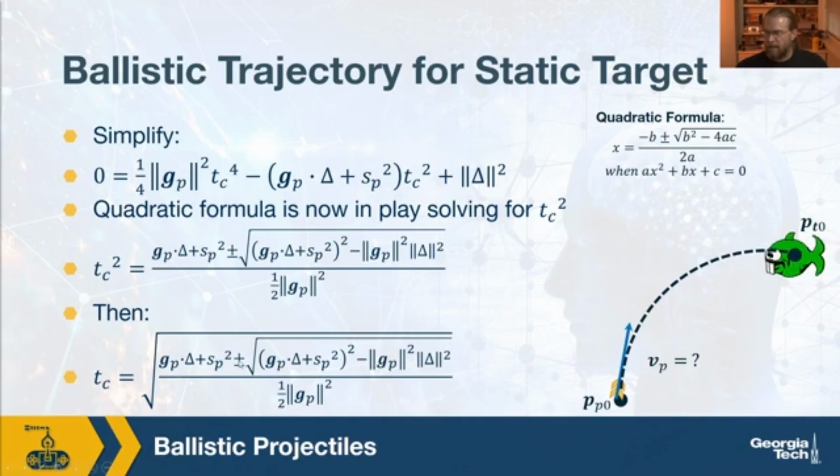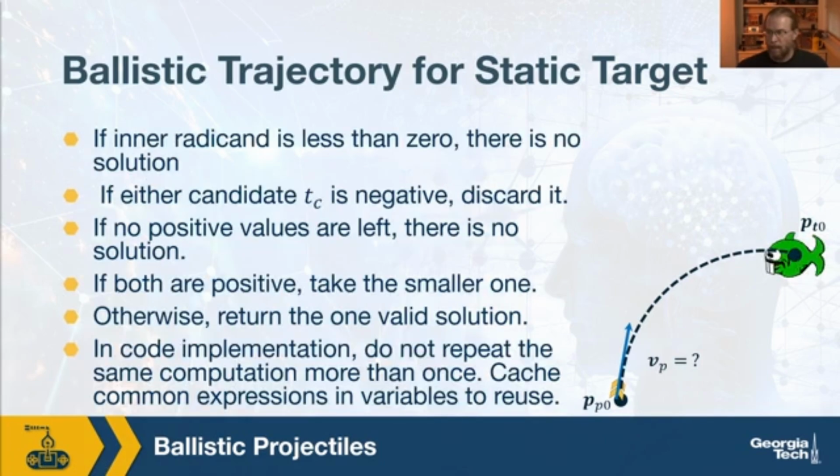Also, you have the plus and minus. That means that you're calculating t sub c 0 and t sub c 1, and they all have the same terms. It's just the sign of this plus or minus here that is different. So of course you're going to want to cache across the two attempts to solve for t as well.